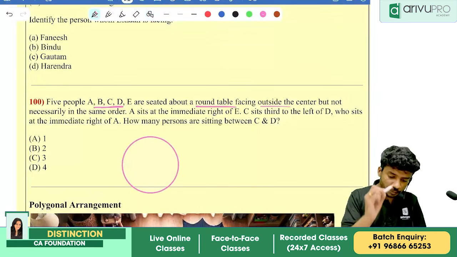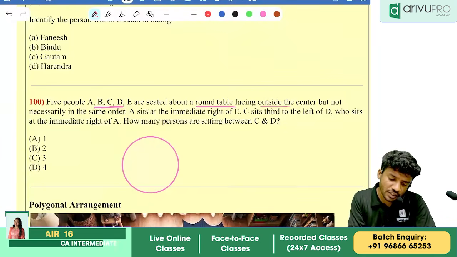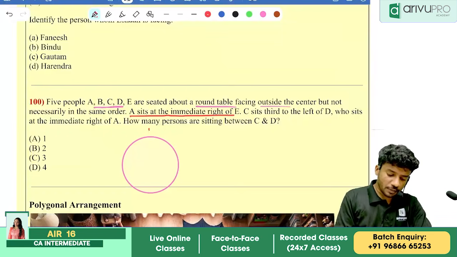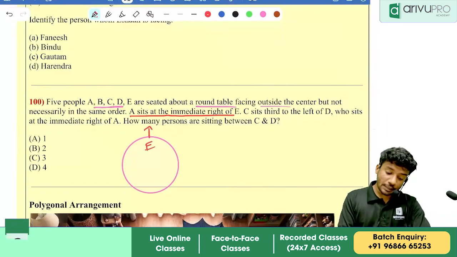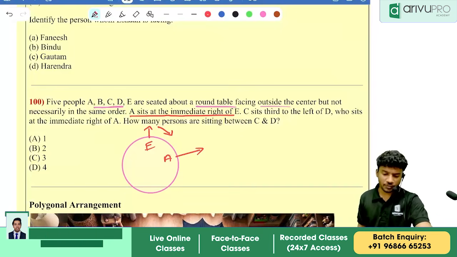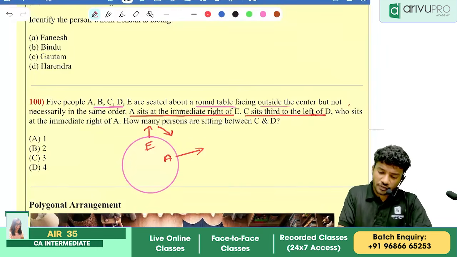We will read one by one and we will try to solve. So what is given now? A sits at the immediate right of E. So for example, E is looking outside the box. A sits where? Immediate right. Now right side will be what? Towards this side. So A will be sitting somewhere over here. Then what is given? C sits third to the left of D.